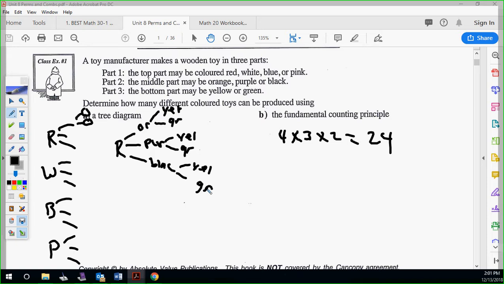The tree diagram is more of an illustration so you can visually see how it's happening. It's not necessarily you need to know how to do a tree diagram. It's more so you can see the visual representation of what you're multiplying. Okay? Any questions on that? No?